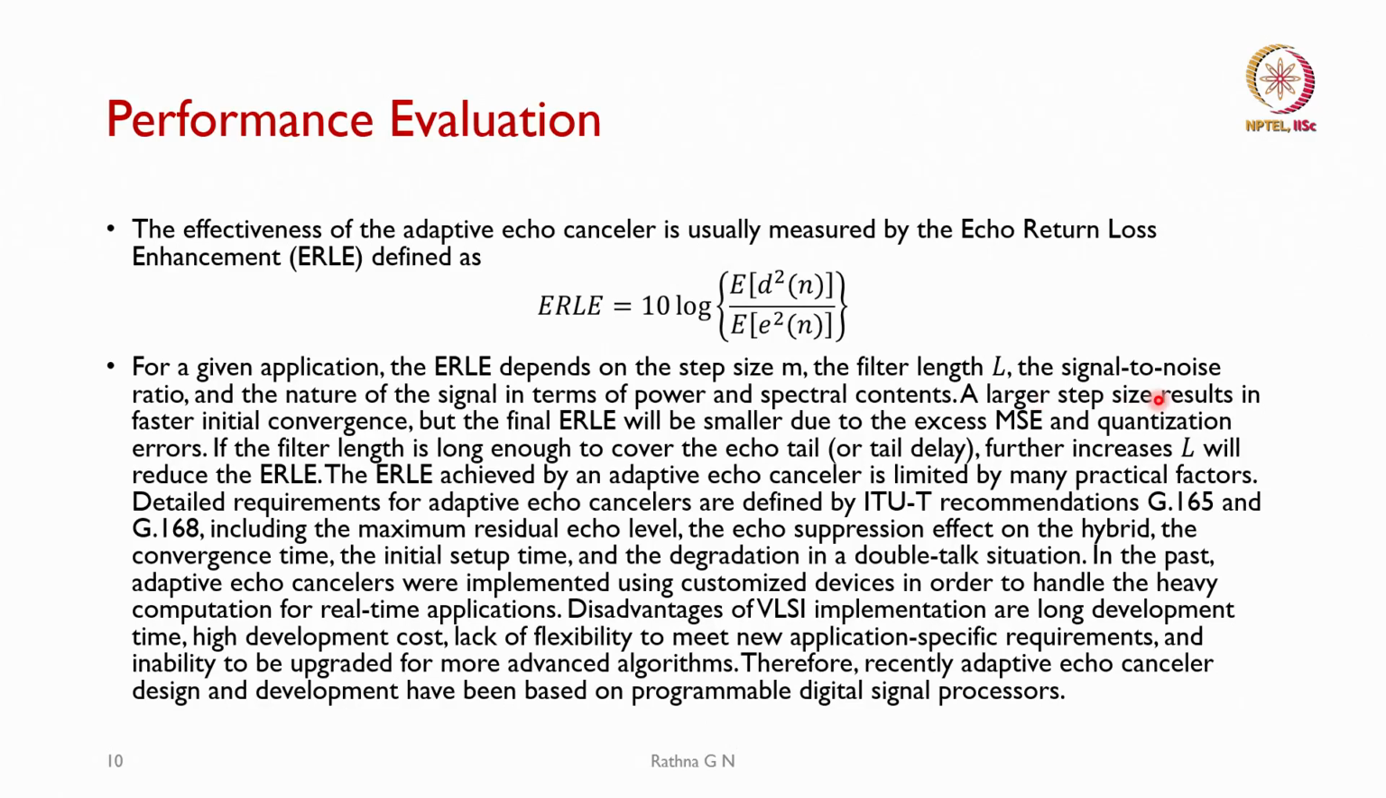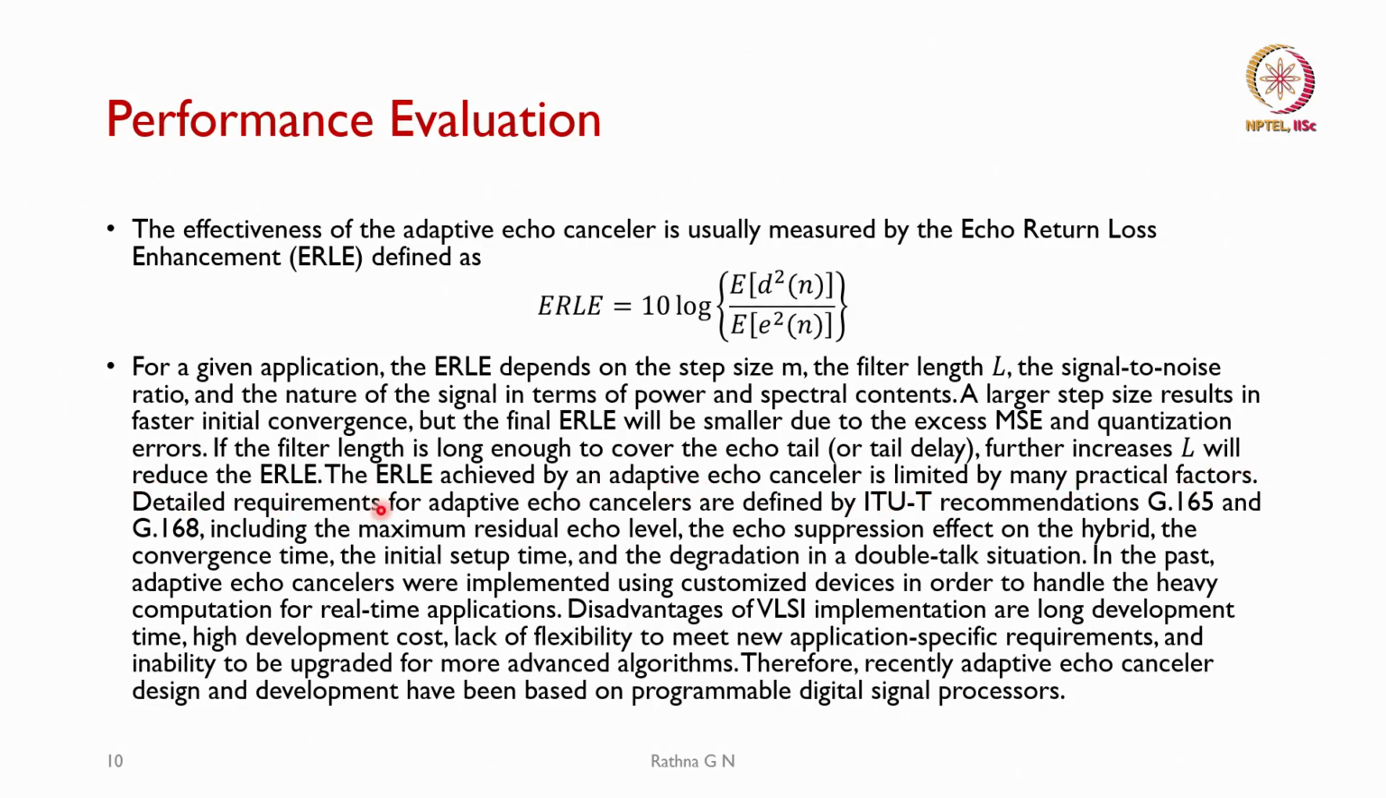A larger step size results in faster initial convergence, but the final ERLE will be smaller due to the excess minimum mean square error and quantization errors. And if the filter length is long enough to cover the echo tail, or tail delay as it is known, further increases in L will reduce the ERLE. So, the ERLE achieved by an adaptive echo canceller is limited by many practical factors.